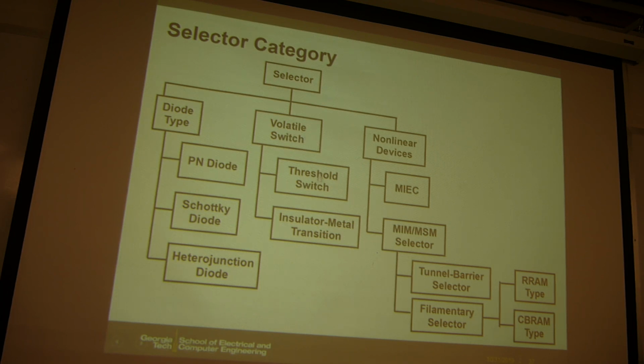Then there is the volatile switch, that's the threshold switch on an insulator-metal transition material. And then the nonlinear device, this is like the exponential I-V. IBM has some devices called MIEC. I don't know the exact composition. And the other kind of selector is based on the internal barrier selector, fundamental selector, and so on.